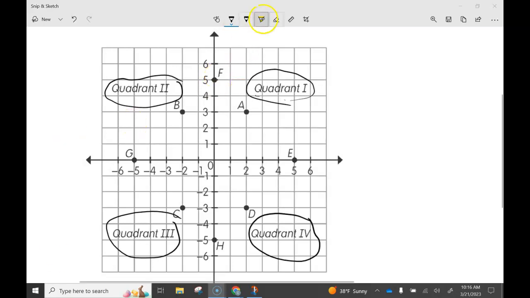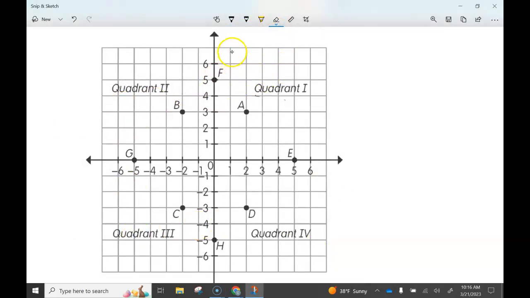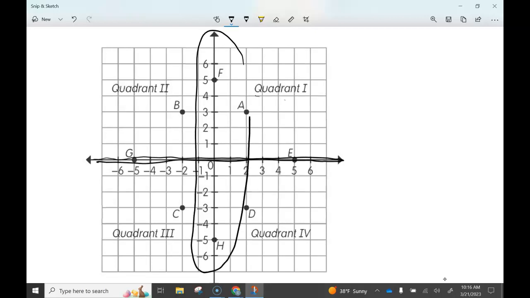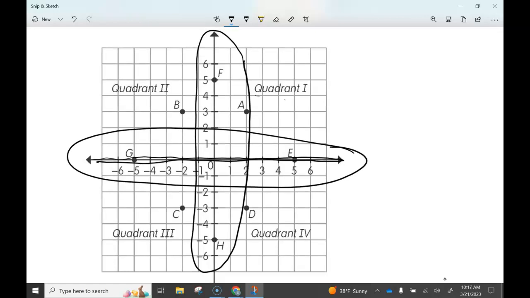Now, those are the quadrants, and there's also, as probably many of you know, an x-axis and a y-axis. The x-axis runs horizontally, so we can see the x-axis is right here. And then the y-axis runs vertically, just like this. So x-axis and y-axis right there.